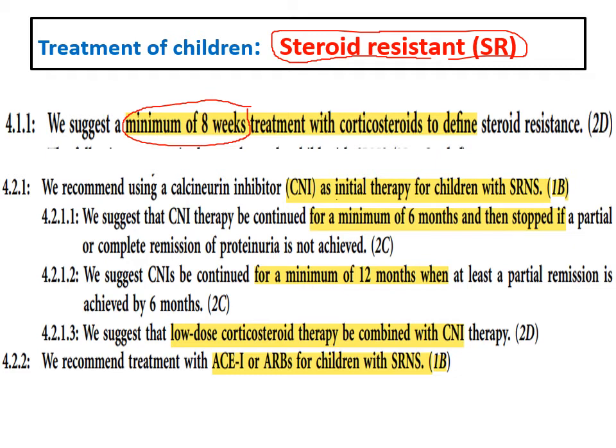A recommendation that the initial therapy for steroid resistant children is CNI, and it should be continued for at least 6 months and then stopped if no response. If there is a response, it should be continued for at least 12 months, accompanied by a low dose of steroids. Also, ACE inhibitors and ARBs should be used during treatment.